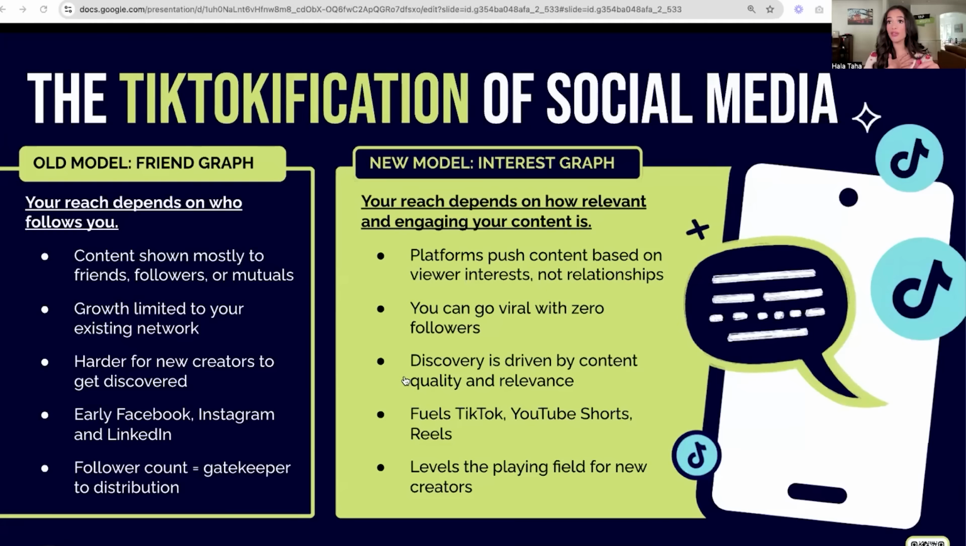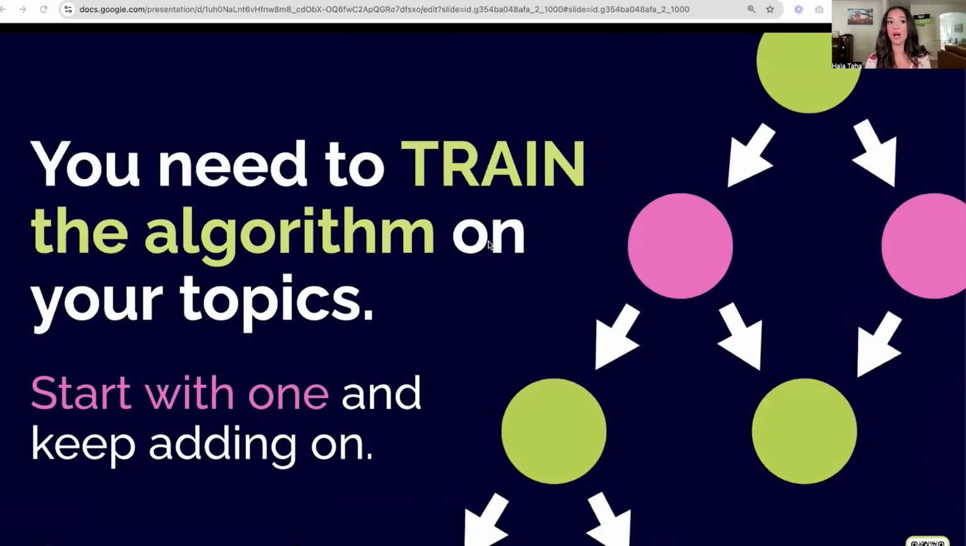So the interest graph is fueling things like Reels, Shorts, YouTube recommendations, right? Explore pages. And the friend graph model is what is powering your feed and stories, right? So the regular feed, a lot of it is still friend graph model, but all this new stuff like Reels, Shorts, Explore pages, that's all TikTokification. That's all interest graph. Okay. And yes, this includes LinkedIn. LinkedIn is totally turning into an interest graph model.